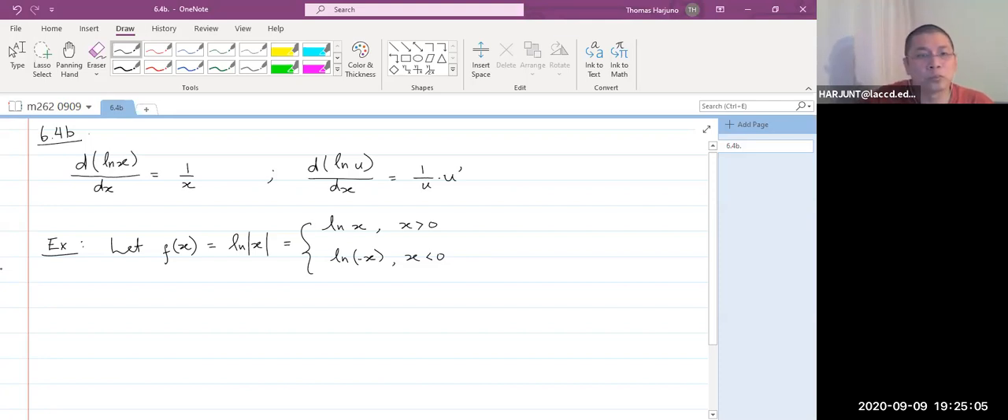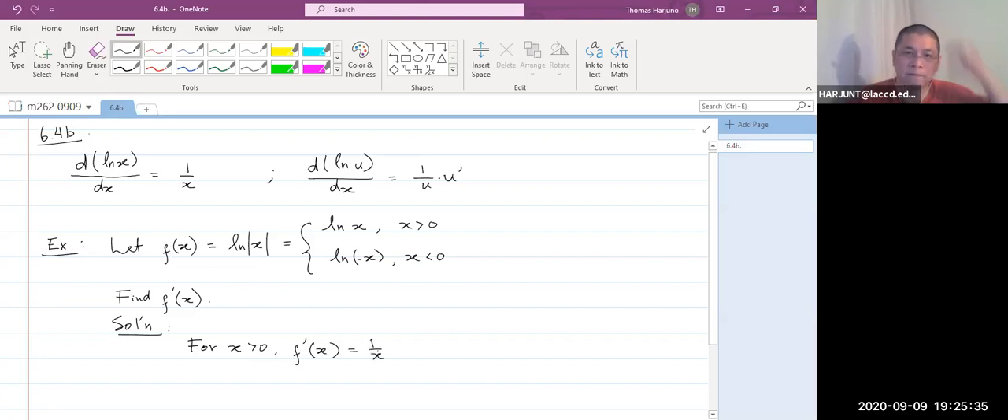Then find f inverse x, f prime x. Find f prime x. Solution. For x greater than 0, we have seen that f prime x is equal to 1 over x. We have seen that before, right? Derivative of ln x.